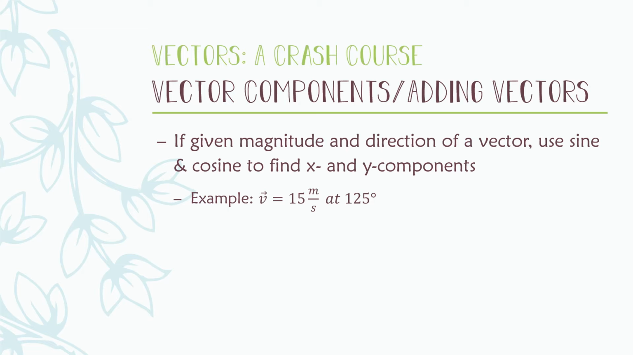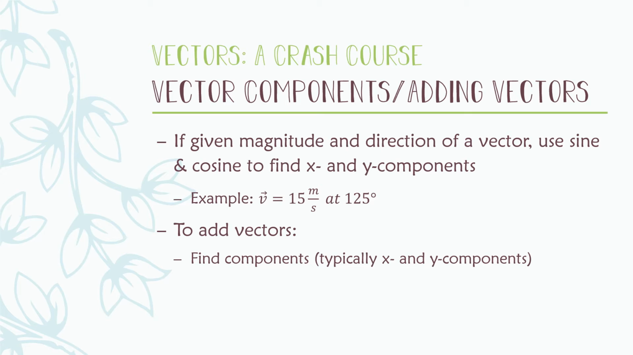Similarly, if I want to find the y component, I'm going to use the sine function. So the y component of this velocity is 15 times the sine of 125 degrees, which gives me a y component of 12.3 meters per second. If you need a little more instruction as to why we're using sine or cosine as we are, please feel free to stop in and see me.